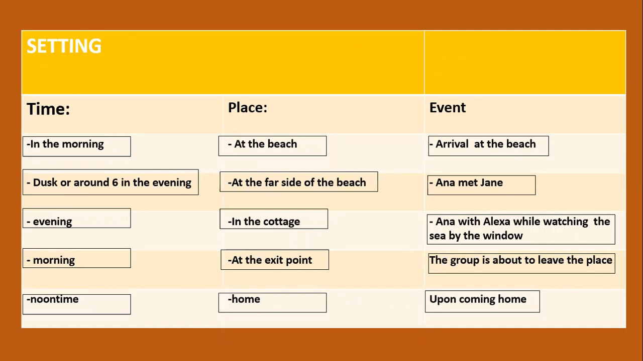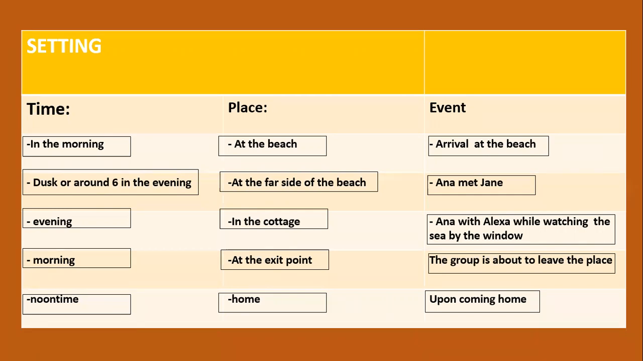Let's have the event. Pag abot nila sa beach, it's the arrival at the beach. Ang nahitabo to sa pagkabuntag, and it happened, of course, at the beach. Then the second event, when Anna met Jane, happened at the far side of the beach. Usually the time was around 6 in the evening, at dusk, twilight, between the evening and the morning.